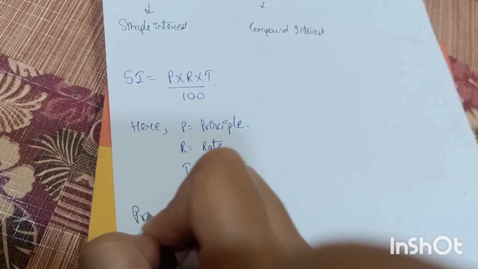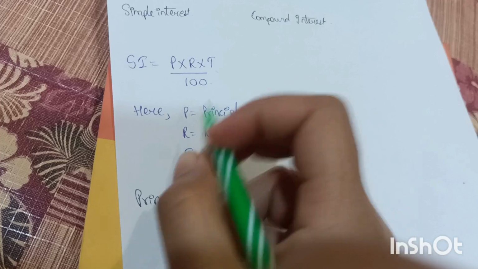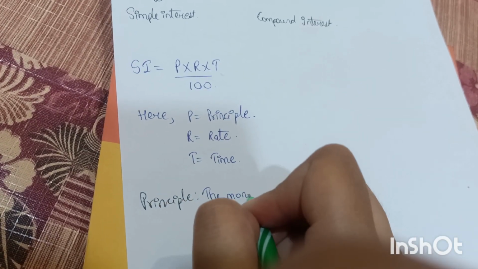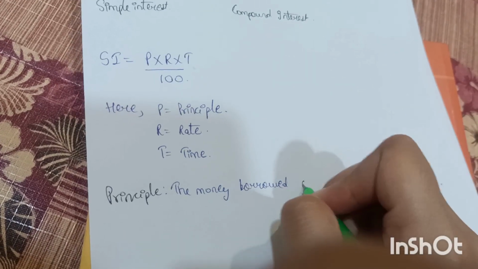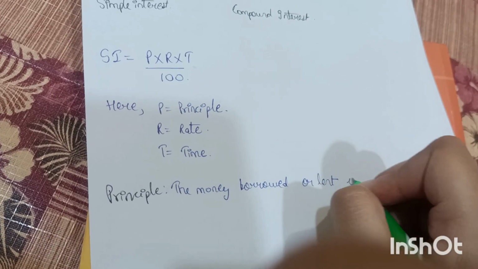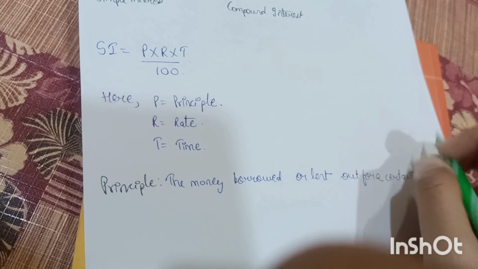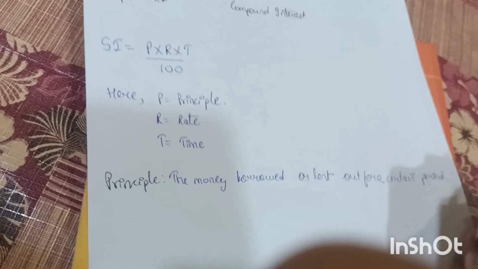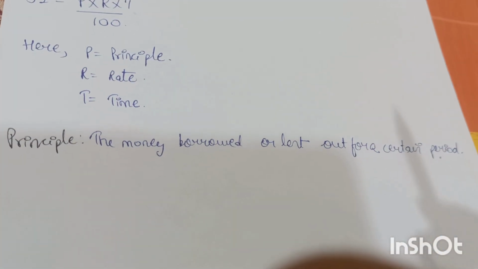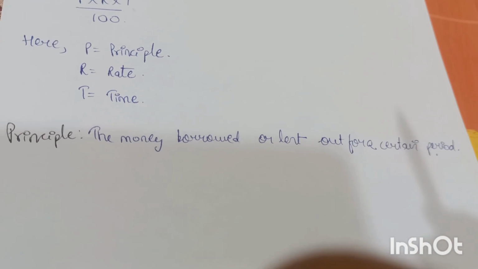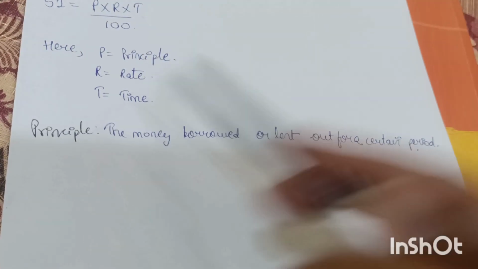So principal over here is the money borrowed or lent out for a certain period. So this means that if you have taken money from someone else or you have given some money to someone else, so that will be known as principal.